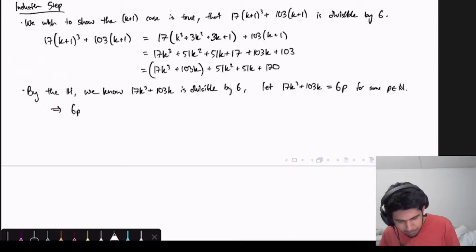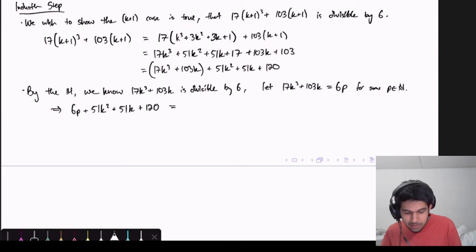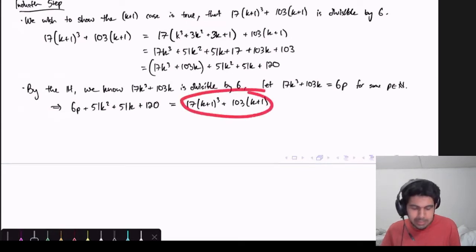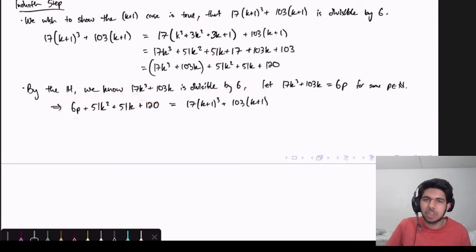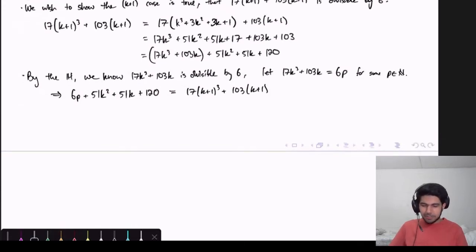Now we have 6p plus 51k squared plus 51k plus 120. And remember, this is still equal to 17 times k plus 1 cubed plus 103 times k plus 1, right? We're still trying to show that this is divisible by 6. And now we're down to here, so we somehow have to show that we can write this as 6 times p, or 6 times some value, because that's what it means for it to be divisible by 6. So how are we going to do this? Well, it's going to require a little bit of some factoring.